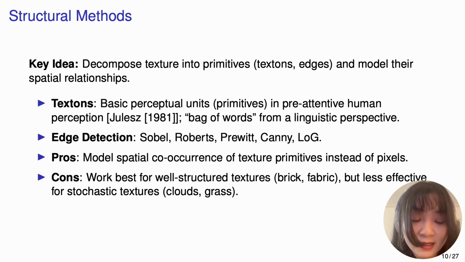Edge detection. Here I list several famous edge detection methods like Sobel, Roberts, Prewitt, Canny, and LoG. The structural methods are very simple and they can model spatial co-occurrence of texture primitives instead of pixels. However, they work best for well-structured textures like bricks and fabric, as I showed before, but are less effective for stochastic textures like clouds and grass.